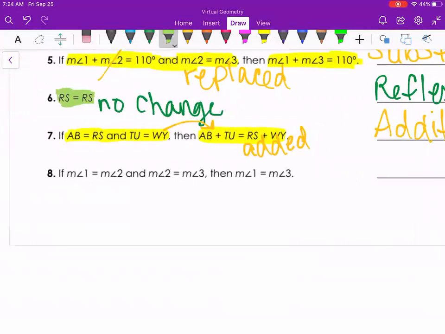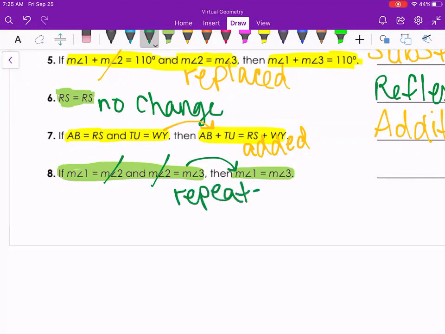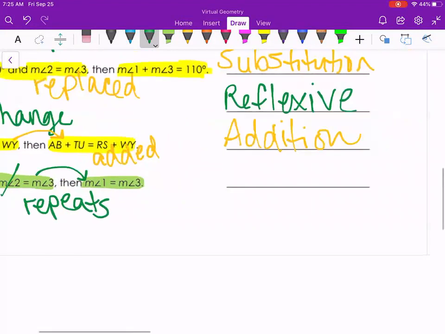All right, and then our last one. If the measure of angle 1 is equal to the measure of angle 2, and the measure of angle 2 is equal to the measure of angle 3, then notice the only thing now that we're left with is the measure of angle 1 and the measure of angle 3. So we have removed the repeats. So this goes back to your transitive.